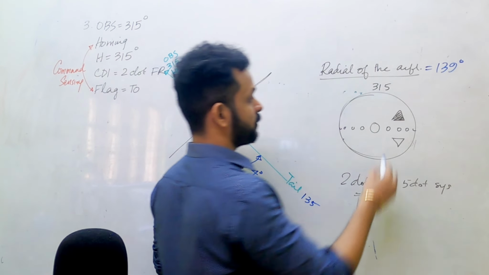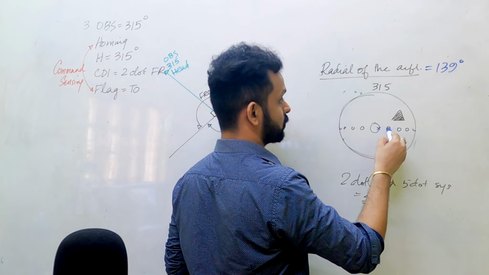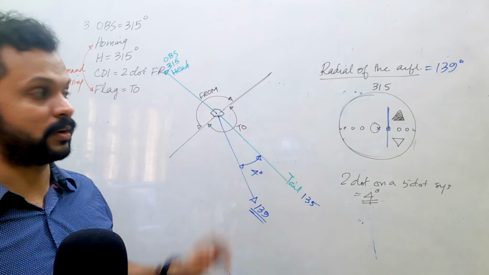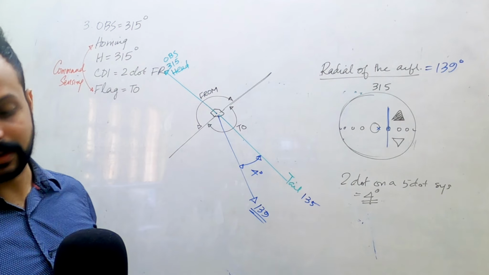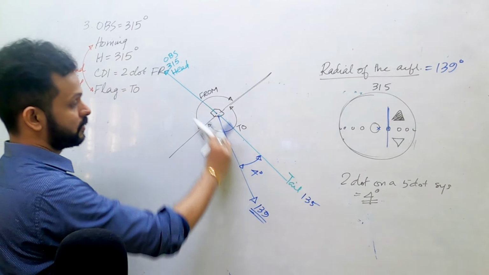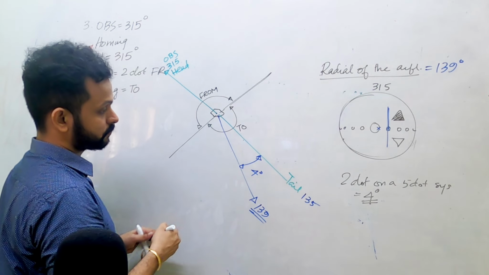So I have to fly 2 dots, fly right, which means this is the first dot, the second dot, this is 2 fly right indication, and exactly follow what it tells me because it is a command sensing. Now how will I place the aircraft? I have to place the aircraft on a heading of 315. Therefore the aircraft is like this over here.